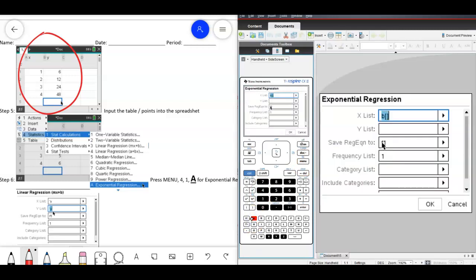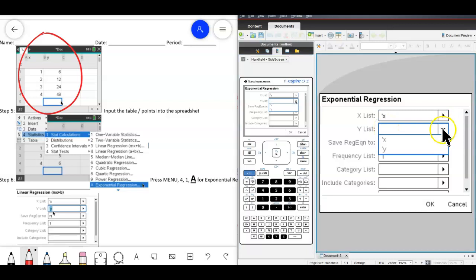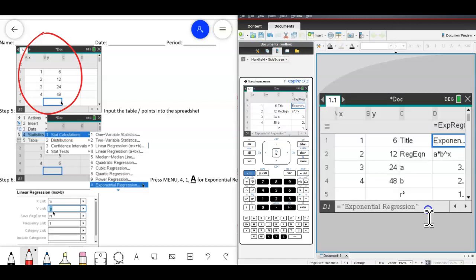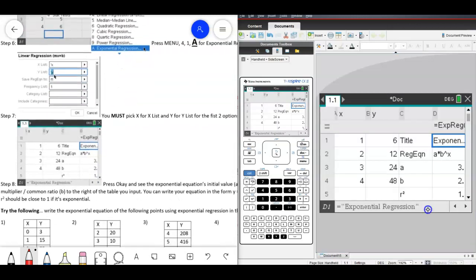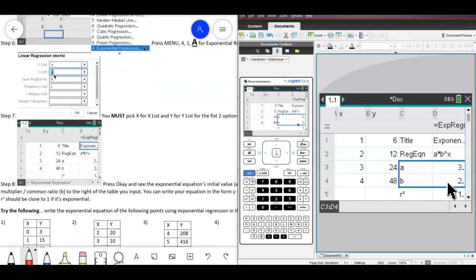What do I have to do here like last time? X needs to be X on the top. Y needs to be Y. Is everyone still doing this? Okay, so again, type it in. X and Y at the top, you type it in. Menu 4, 1A for exponential. And then make sure X is X, Y is Y. Then when you hit OK, you will get exactly what you need.